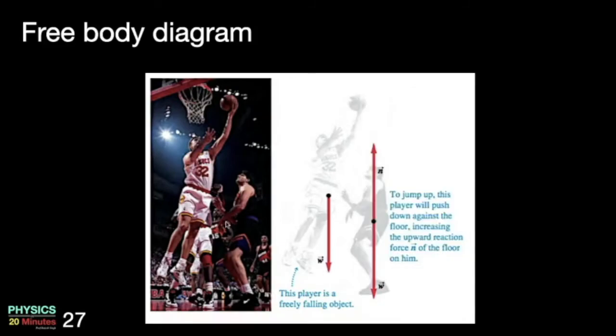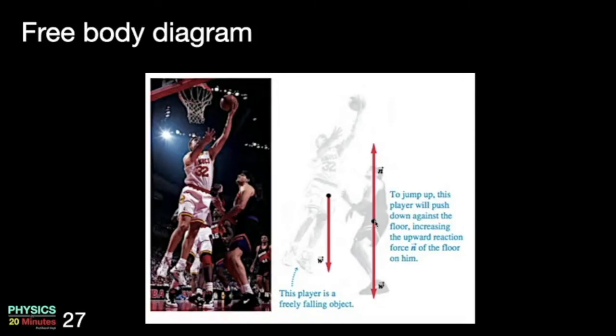Similarly, for the other player who is standing on the ground, we can consider this player also as a point. Then there are two vectors which are working. One is working in the downward direction, which is his weight. This person is in contact with the surface. So the surface will apply a reaction force which will go in the upward direction. Both these vectors have to be drawn with their tail touching the point which you have drawn.